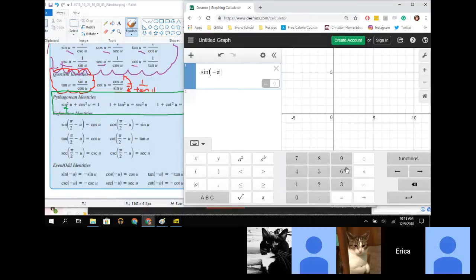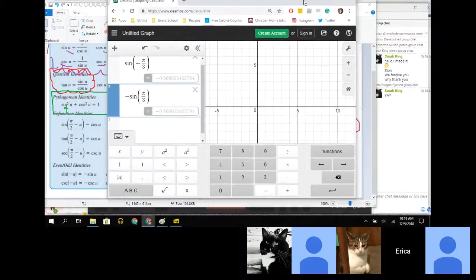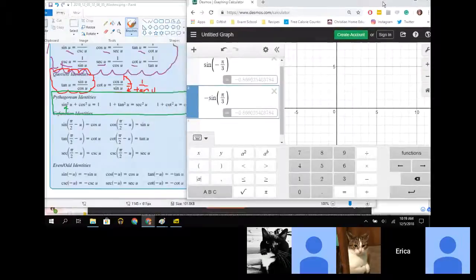All right, so if you take the sine of negative pi over 3, that is the same as taking the sine of pi over 3 and making it negative. They're the same. So if you have a problem where it says take the sine of negative pi over 4, you can just find the sine of pi over 4 and then just make it negative. You're allowed to do that. So that's a nice feature of trig functions.